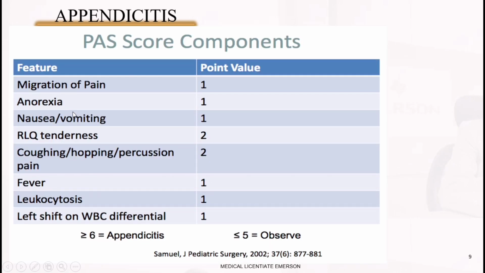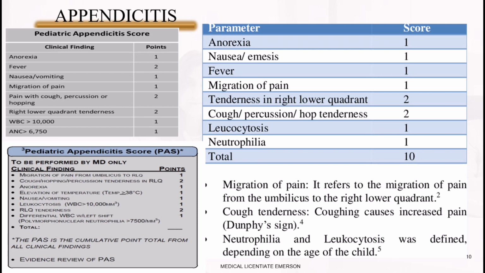Okay, we are now back. M for migration of pain, A for anorexia, N for nausea or vomiting, T for tenderness in the right lower quadrant, C for coughing, hopping or percussion pain, then E for elevated temperature, which is the same as fever, then L for leukocytosis, then S for shift of WBC. That's MANTCELS. So that's the pediatric appendicitis score. This is the same thing, explaining the same thing, so you can pause and go through the pediatric appendicitis score again.